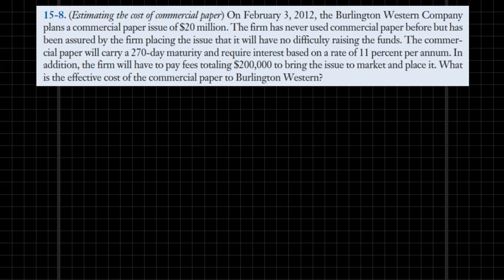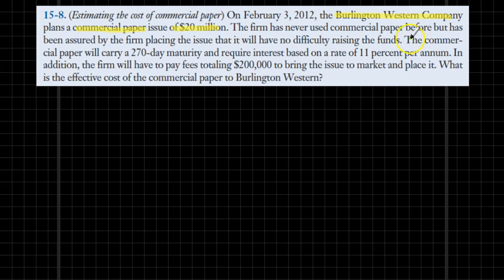Let's go ahead and highlight key facts provided in the problem. Burlington Western Company is planning to issue a commercial paper in the amount of $20 million. So that's another way of borrowing money. The firm is obviously assured by the investment firm that it can raise the funds easily with this method.